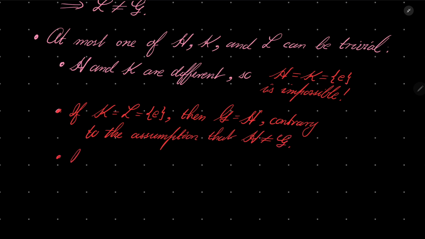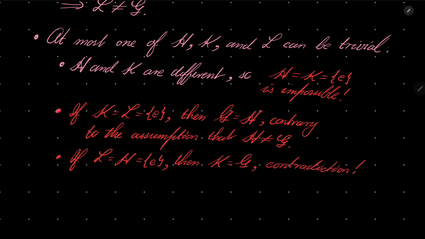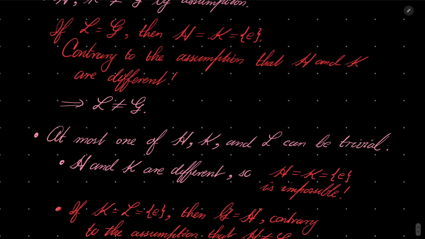And similar reasoning goes for L equals H equals E, then K must be equal G, contrary again. Contradiction again, once again. And that closes the proof of our second claim. So now we know that K, L, and H are subgroups, proper subgroups, and at most one of them can be trivial. Now, very important, claim number 3.